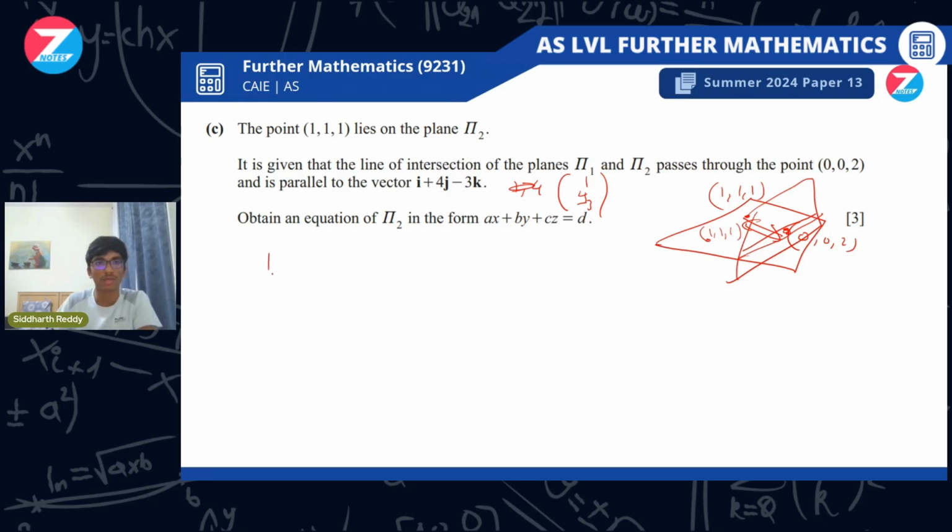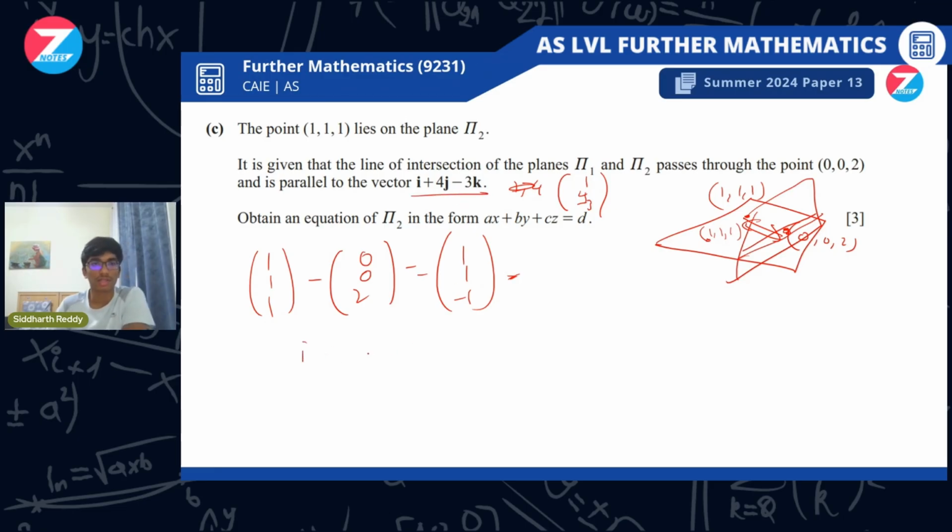So let's take (1, 1, 1) minus (0, 0, 2). When you take this, we get (1, 1, 1 minus 2, which is just minus 1). And so this is one direction vector, and we have one more direction vector as (1, 4, minus 3). So let's take the cross product. i j k, then 1, 4, minus 3, then 1, 1, minus 1.